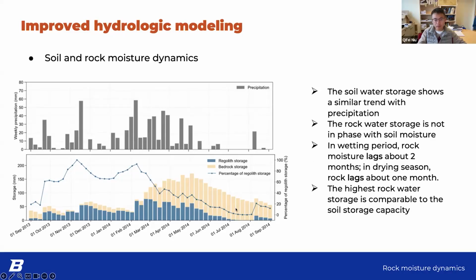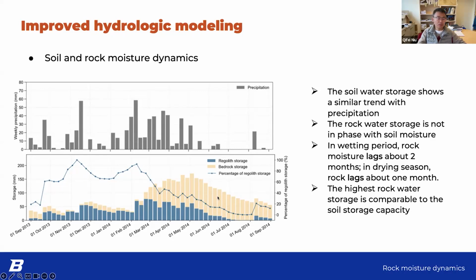Also in the wetting period, that's about a 2 month delay. And in the drying period, let's look at the rock moisture. Its lowest time is around early August. But for soil moisture, the lowest time starts around the end of July or early July. It's about a 1 month delay for the rock moisture.